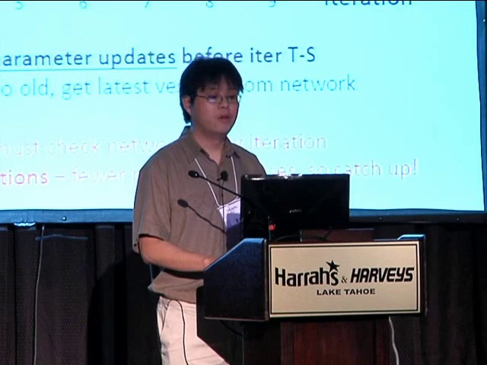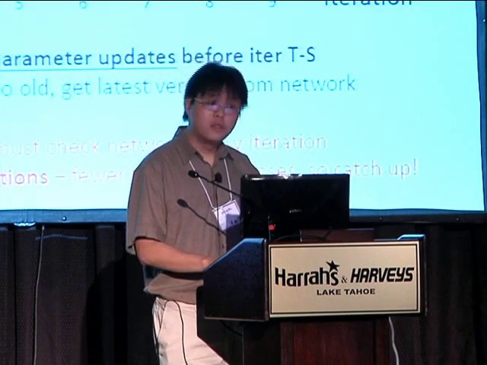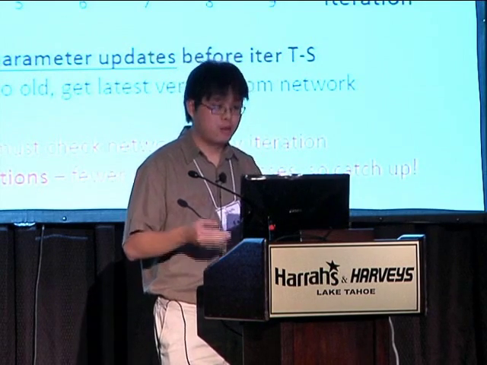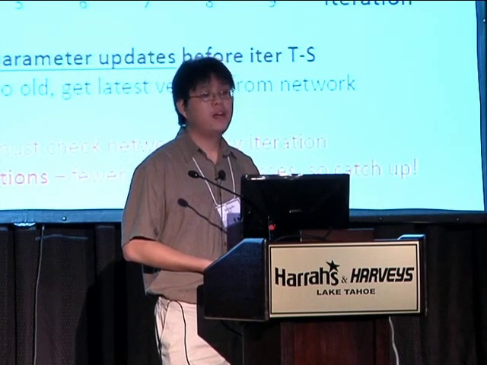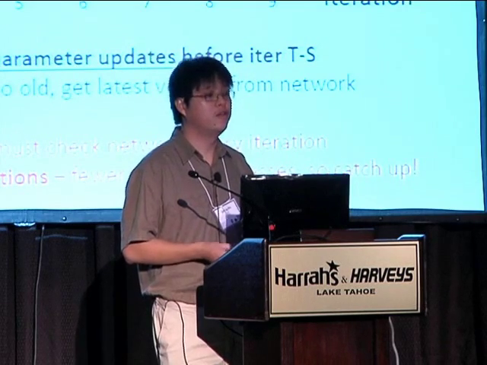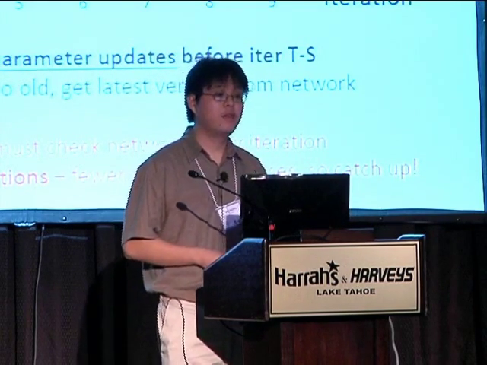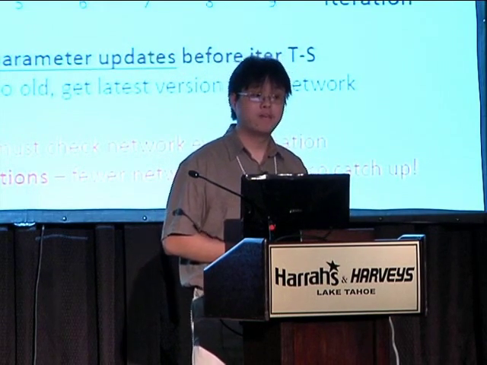The protocol is simple. You check your cache first. If it's fresh enough, you use that value. If it's too old, you fetch the latest version from the network and incur some network cost. As a consequence of this protocol, fast threads have to read every network iteration because the slowest thread is going to force them to read every iteration. However, the slow threads only have to check once every s iterations. They make fewer network accesses, and so they catch up naturally.